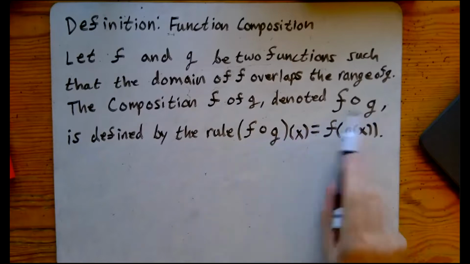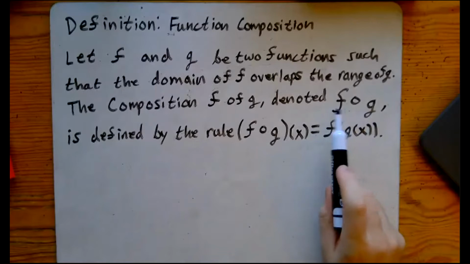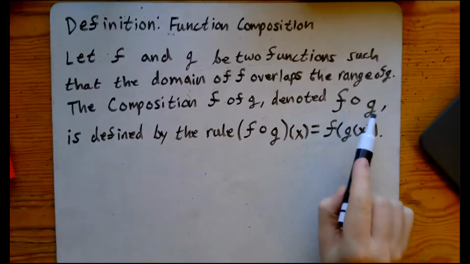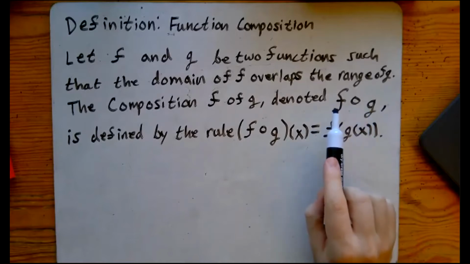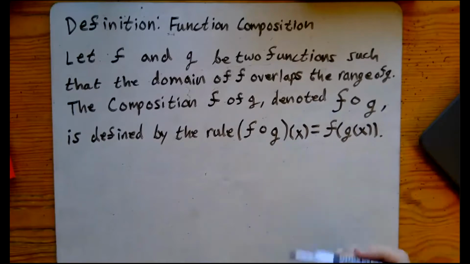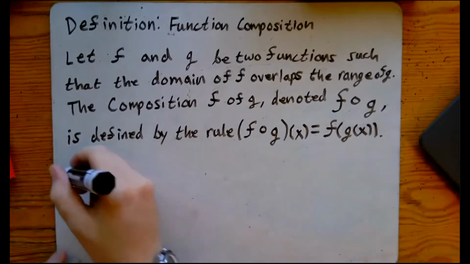So this composition notation is telling us what is being plugged into what. g is being plugged into f. So f is a function of g, which itself is a function of x. All right.